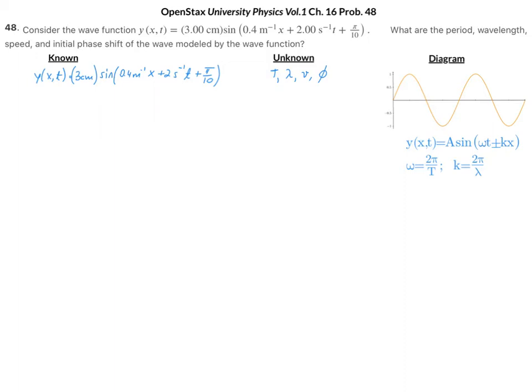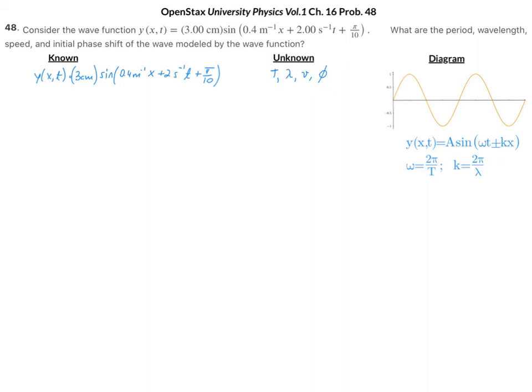So I have here a diagram. It's just a sine wave that starts at x equals 0, at time equals 0. It's a very generic sine wave. I don't know that this sine wave actually models this equation, but just for reference, here is a sine wave. And then we know that the equation for a wave is given by amplitude sine omega t plus or minus kx. If we use the plus sign, that means that the wave is traveling in the negative x direction. If we use the minus sign, it means that the wave is traveling in the positive x direction.